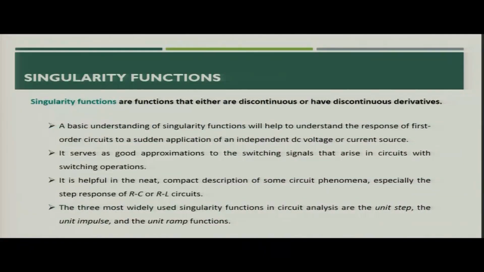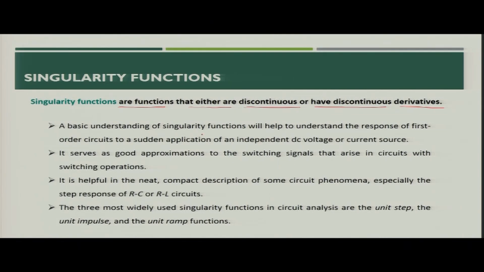Namaskar. So, today in this lecture we will discuss singularity functions, what those functions are, and we will see how we can use those functions in our circuit analysis. So, let us start with what singularity functions are. Singularity functions are those functions that are either discontinuous or have discontinuous derivatives.